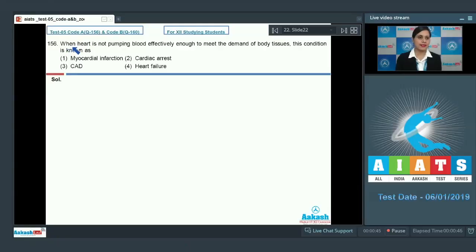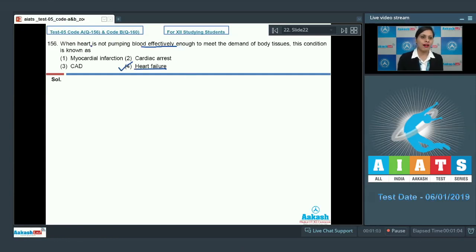Question number 156. When heart is not pumping blood effectively enough to meet the demand of body tissues, this condition is known as. And this is a direct question from your NCERT book, and the correct answer to this question is option number 4, that is heart failure.